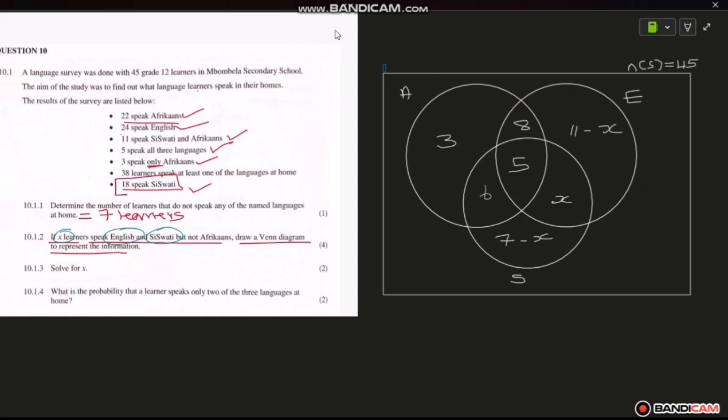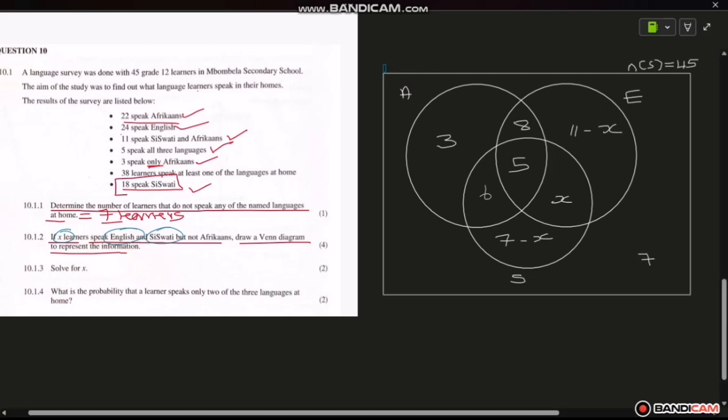Then in question 10.1, we're given that the number of learners who are not speaking the languages named above, we have 7 of them. So this is our Venn diagram. This is how we're doing it. I hope that makes sense. This is our Venn diagram. 4 marks. At least now we have 5. 4 marks. Then they want us to solve for x.